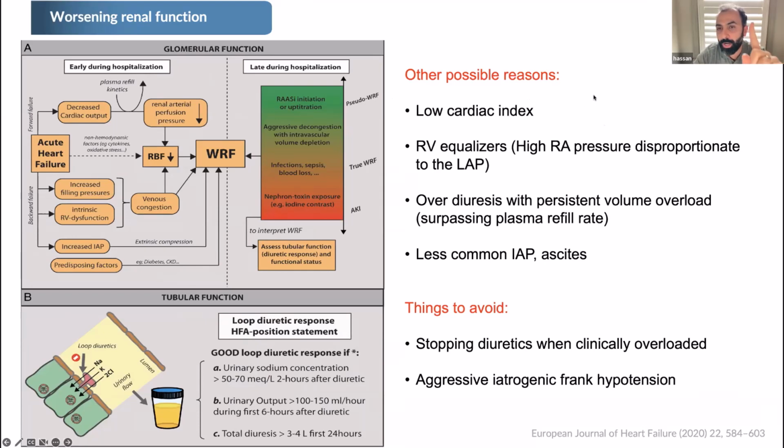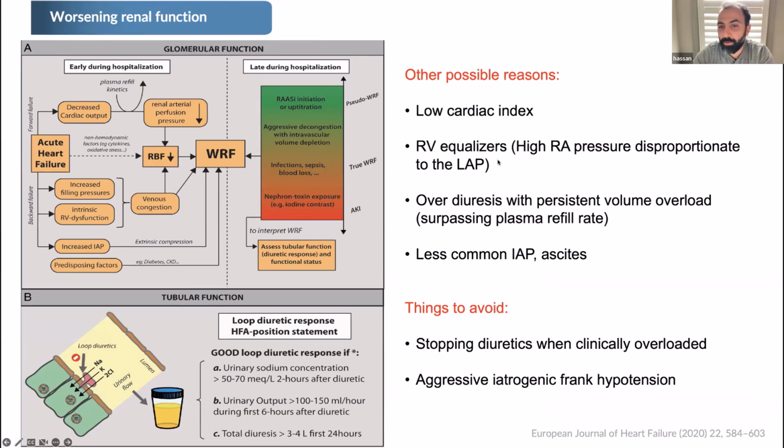So possible reasons are low cardiac index, we mentioned before, low output state, cardiogenic shock. This is a reason to worsen kidney function. RV equalizers, these are patients who have a very high RA pressure compared to the LA pressure. They have a very bad RV compared to the LV. So we're looking at the RA whenever we're estimating the volume, and we think we just keep diuresing them when they're intravascularly really dry. The LV cannot push any more blood into the kidneys. While we're diuresing, we're actually dehydrating them. So they get volume depleted and they get an AKI.